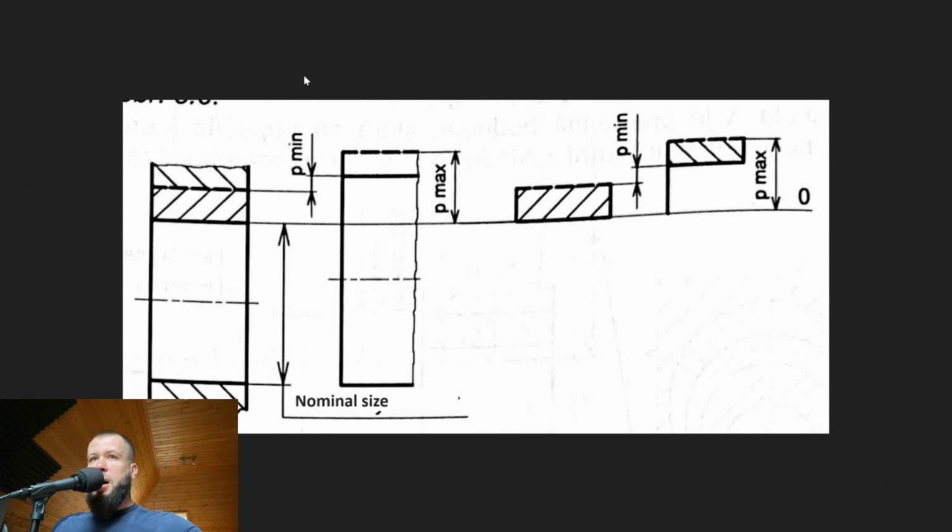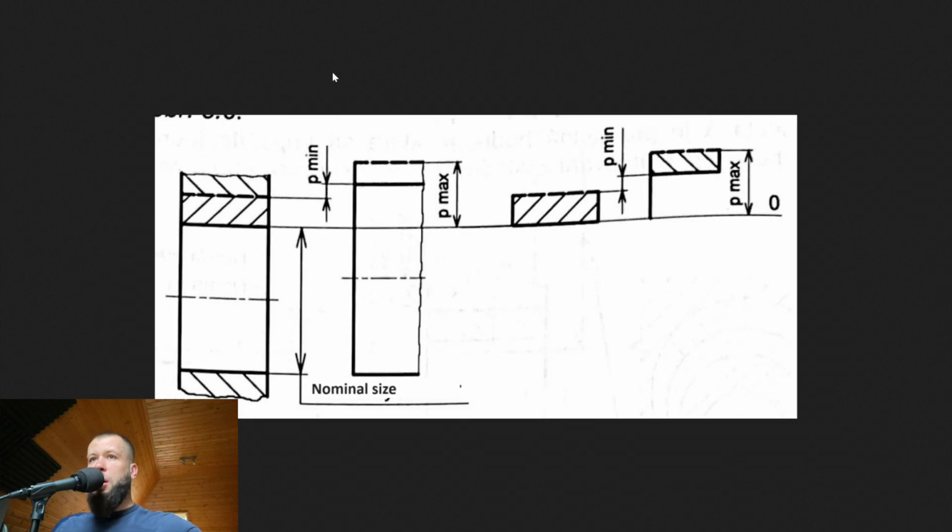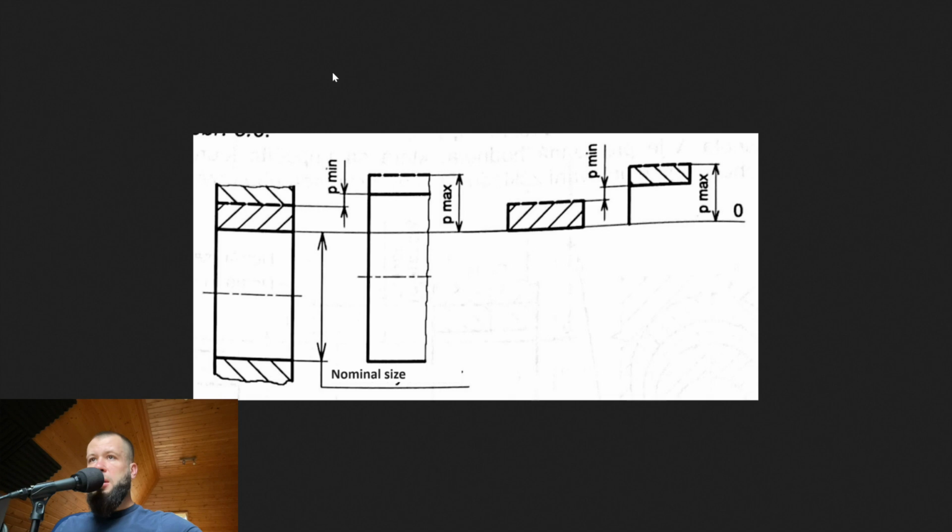Interference fit. The upper limit dimension of the hull is always smaller, at most equal to the lower limit dimension of the shaft.